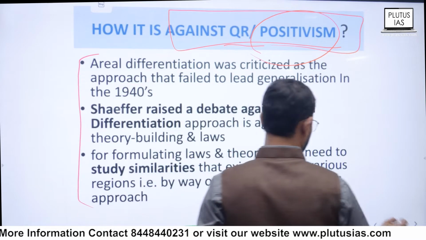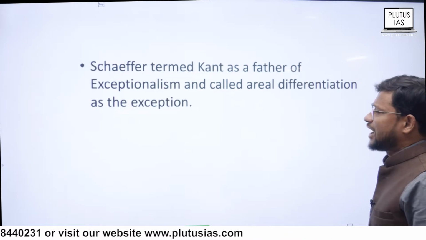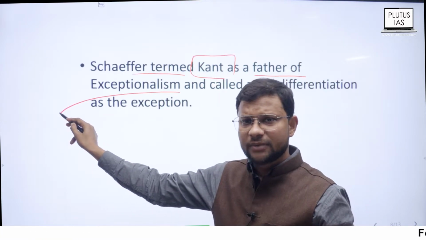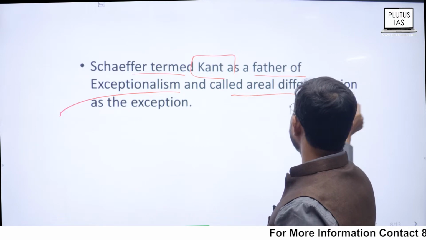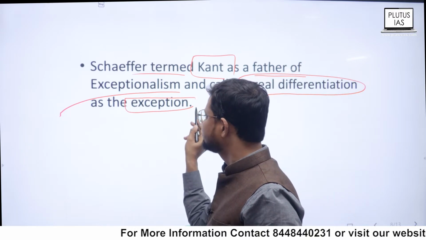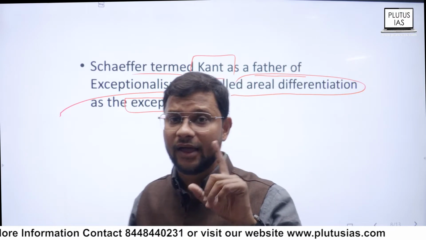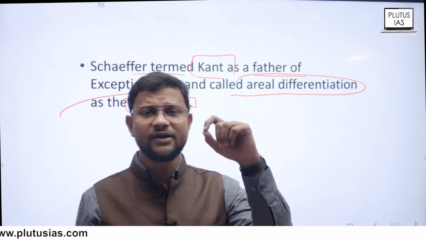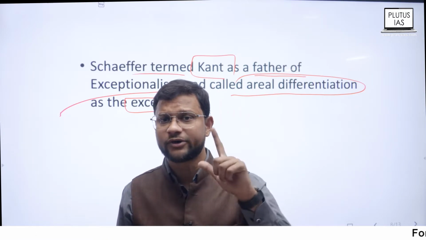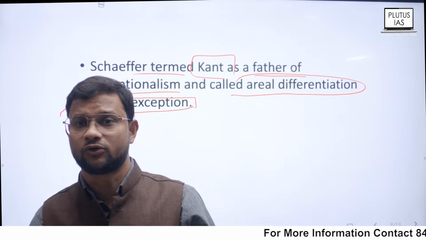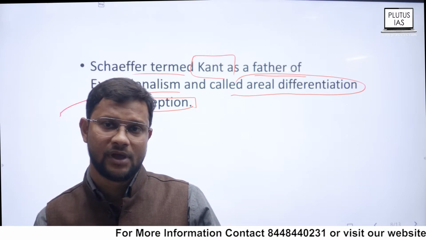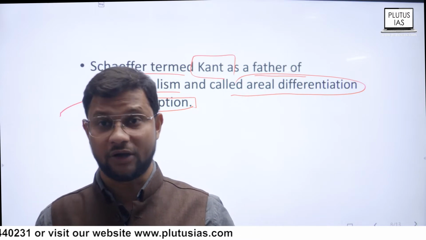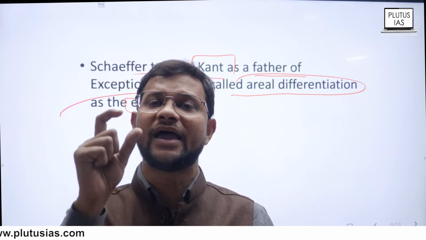So this way. So Schaefer, as I told you, he termed Kant as a father of exceptionalism, Immanuel Kant, and called areal differentiation as the exception. It's not a rule, rather it's an exception. Why? Because areal differentiation, according to Schaefer, is not a true form of geography or true approach to study geography. Okay, differences or uniqueness is not as such you will find everywhere, according to him. Though Earth surface is highly uneven in nature.